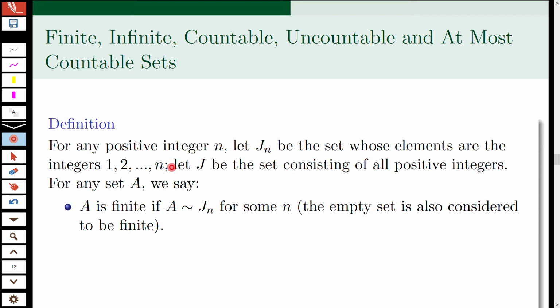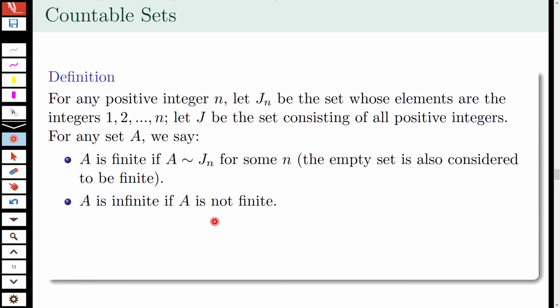For any positive integer n, let Jn be the set whose elements are the integers 1, 2, etc., n, and let J be the set consisting of all positive integers. For any set A, we say that A is finite if A is equivalent to Jn for some n, and the empty set is usually considered to be finite.